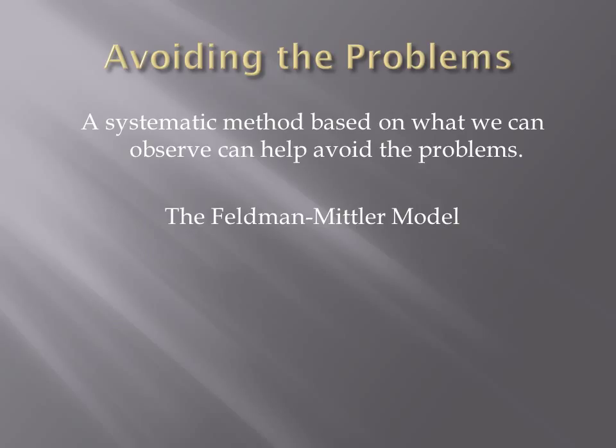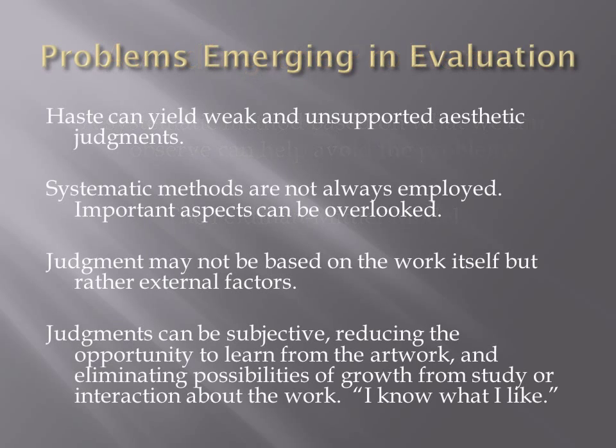So to avoid problems in evaluation, we're going to use a systematic method. There are a lot of problems anytime someone begins to evaluate artwork, depending on their perspective and their knowledge and their experience in doing so. But here is a list of some problems that emerge in evaluation. The main problem is that haste, going too fast, will often yield weak and unsupported aesthetic judgments. In other words, if you don't spend enough time with the artwork, you don't know it well enough to be able to say yes or no to that particular composition or that dance or that film.